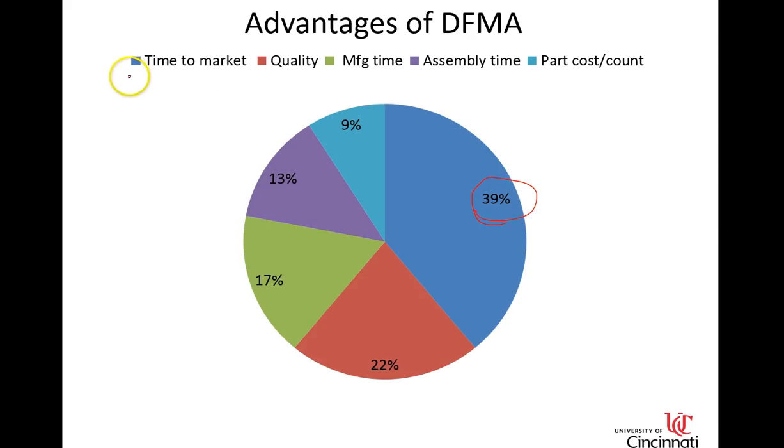Some of the advantages, you can see here 39% of it is actually the time to market. One of the biggest advantages, because you're reducing a whole lot of the issues from the design, as well as a lot of the manufacturing assembly costs being taken out. The design for the manufacturing process is a lot faster, a lot more efficient. Another one is the quality benefits, the manufacturing time itself, and then the two others, assembly time and the part cost and count, are other advantages. But the biggest one is actually getting things to market and making those decisions a lot faster.